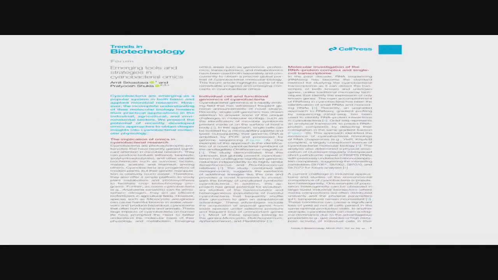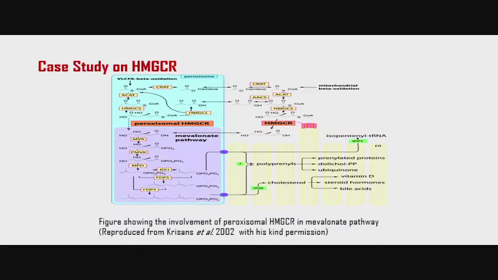Then these are the emerging tools in omics, okay. So cyanobacterial omics, because we focus more on cyanobacteria, and single cell transcriptome is also a very good emerging area to explore. And now this is one case study which I am presenting. I will be covering more details probably in the tutorial. This is HMG-CR, okay. This is the enzyme which is used for statin therapy.